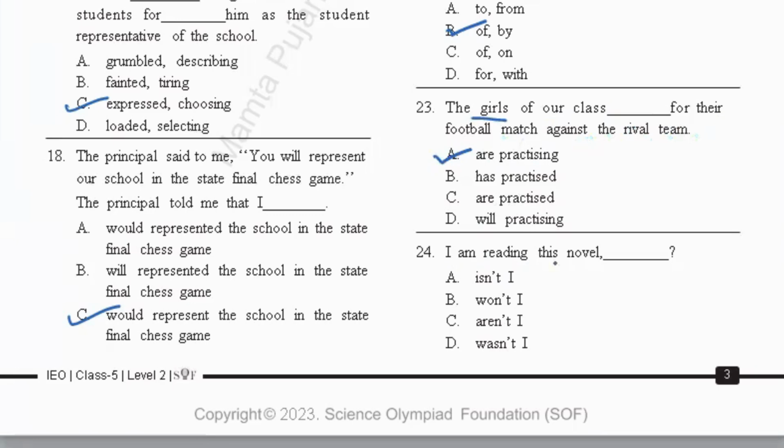Next, I am reading this novel. Dash. So here we need a question tag, and this sentence is a positive sentence. So you need to form a negative question tag, and you have am as the auxiliary. So we can form the question tag like aren't I? I am reading this novel, aren't I? It should be option C.